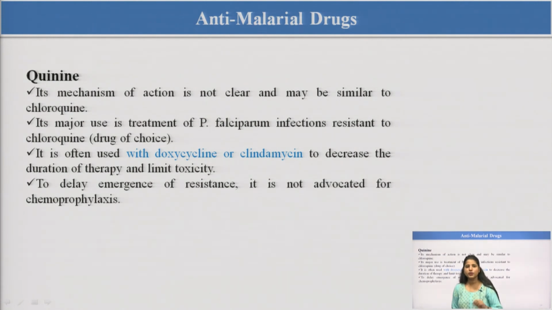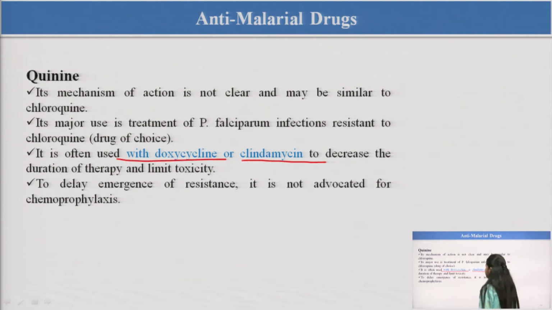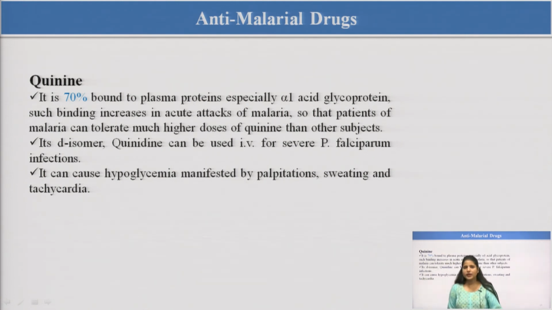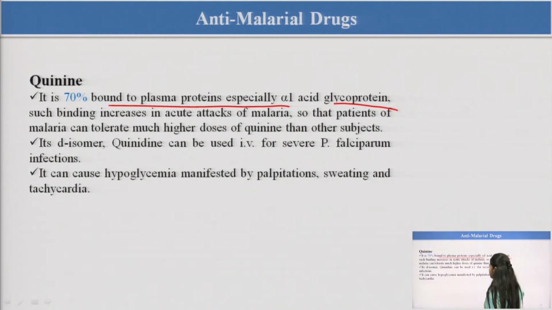Then quinine. Quinine is given when chloroquine is not effective. It is often used in combination with doxycycline and clindamycin, to decrease the toxicity as well as to decrease the duration of therapy. Quinine is 70% bound to plasma proteins and glycoproteins. There is one problem with quinine: it is causing hypoglycemia. That is why it is sometimes given with a sugar solution.